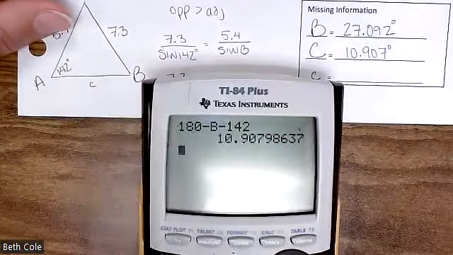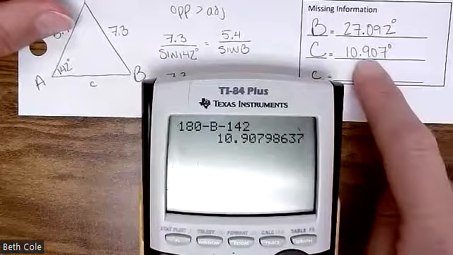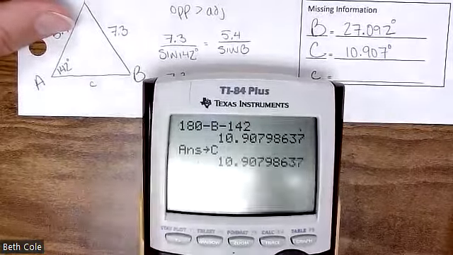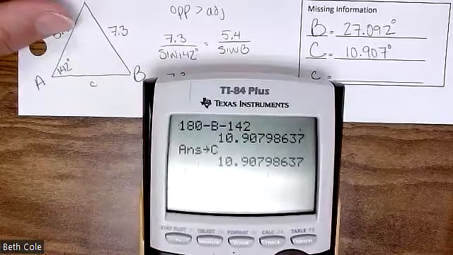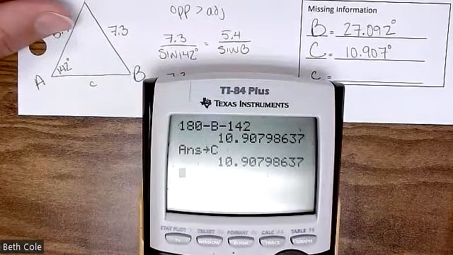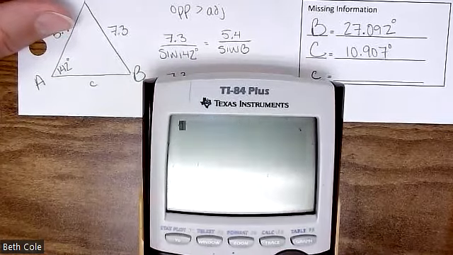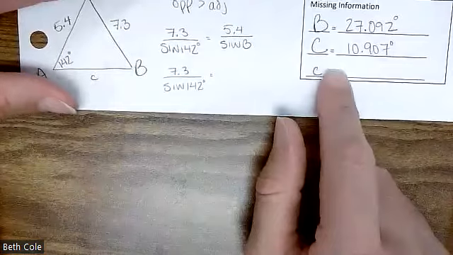Store alpha what? That was C. So store it as C. Store alpha C, enter. Store alpha C, enter. Store alpha C, enter. It's a lot of button pushing you've got to get through. But I believe in you, right? Then you can clear that out. I'm going to set this aside. Now we're going to find the last one.